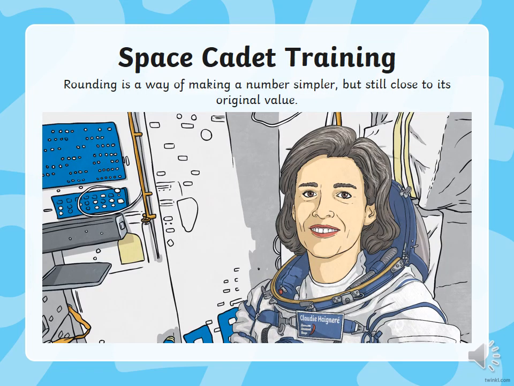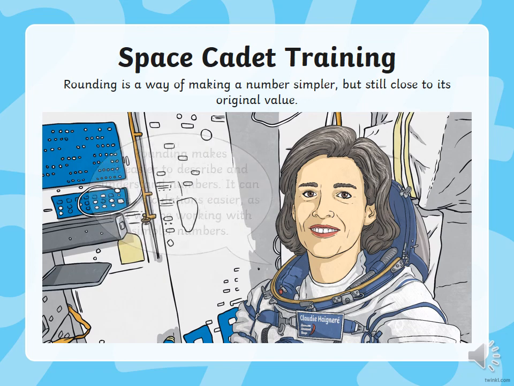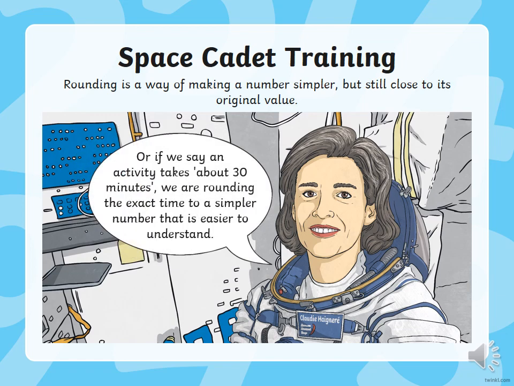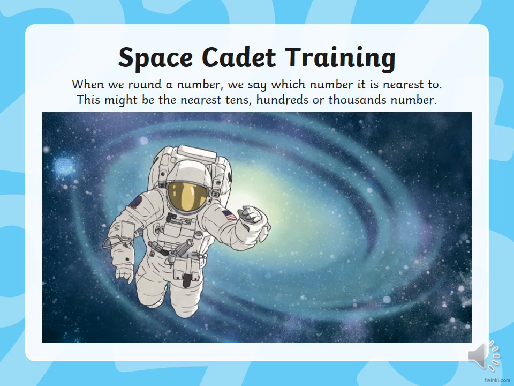Okay, rounding is a way of making a number simpler, but it's still close to its original value. Rounding makes it easier to describe and understand numbers. It can make calculations easier as you will be working with simpler numbers. We round numbers anytime we're not being exact about a number. For example, if we describe a distance as about a mile, we're rounding the exact distance to a simpler number. Or if we say an activity takes about 30 minutes, we're rounding the exact time to a simpler number that is easier to understand.